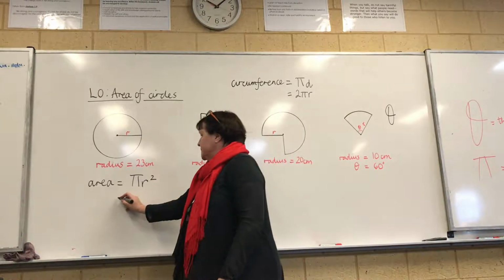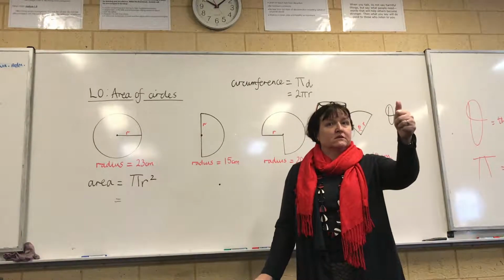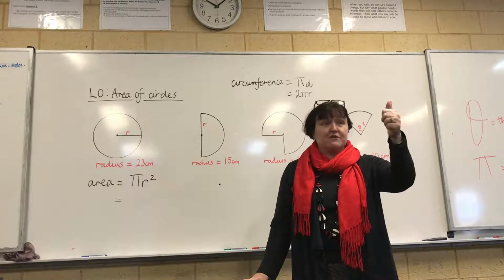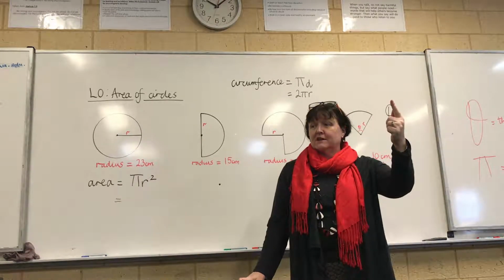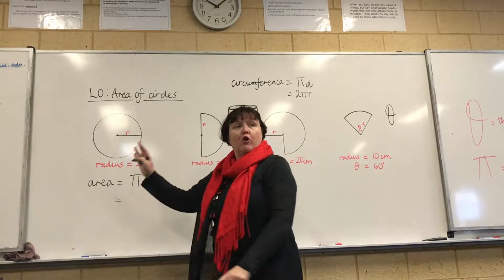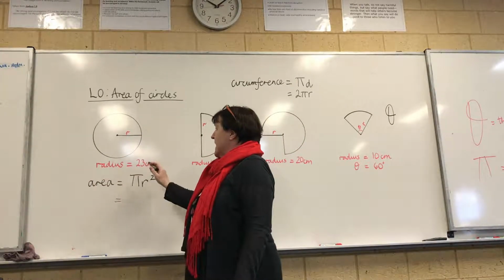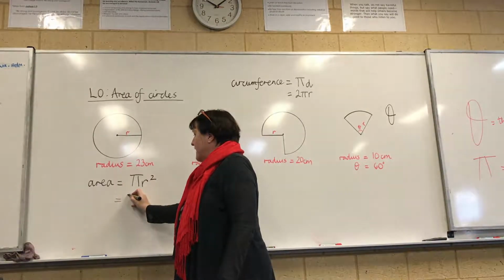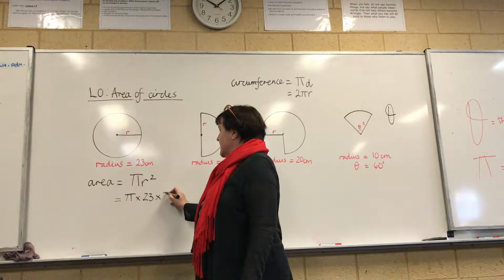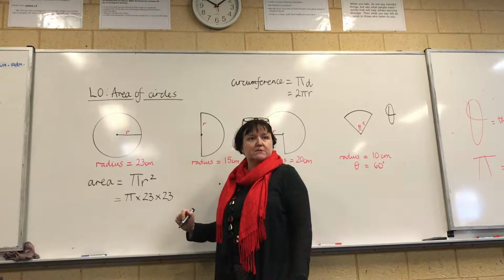Okay. So again, what we do: formula, substitute the values, do the calculation, solve it. So let's put our values into this formula. The radius is here, and the radius is 23 centimetres. So our values are going to be pi times 23 times 23, because r squared is the radius squared, which is 23 times 23.